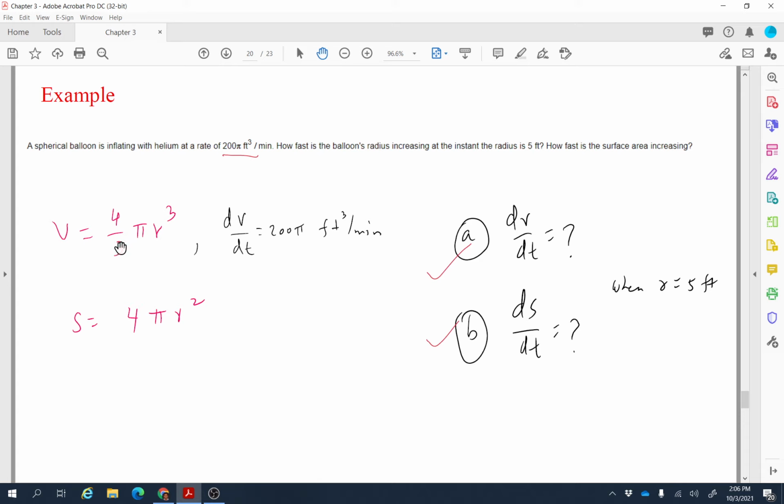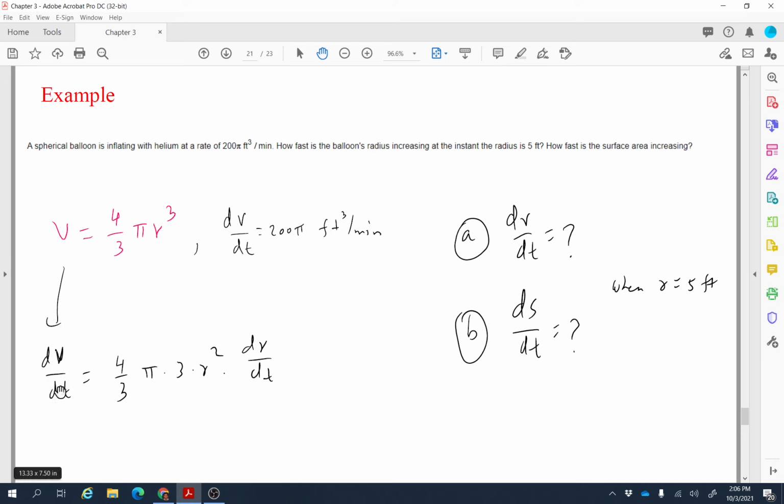To find out this information, we're going to take this formula, differentiate both sides with respect to time, and we use the chain rule. So we start with the volume first. When we differentiate both sides with respect to time, we get dV over dt equals 4 over 3 pi times 3 r squared times dr over dt. Now we need to solve for dr over dt.